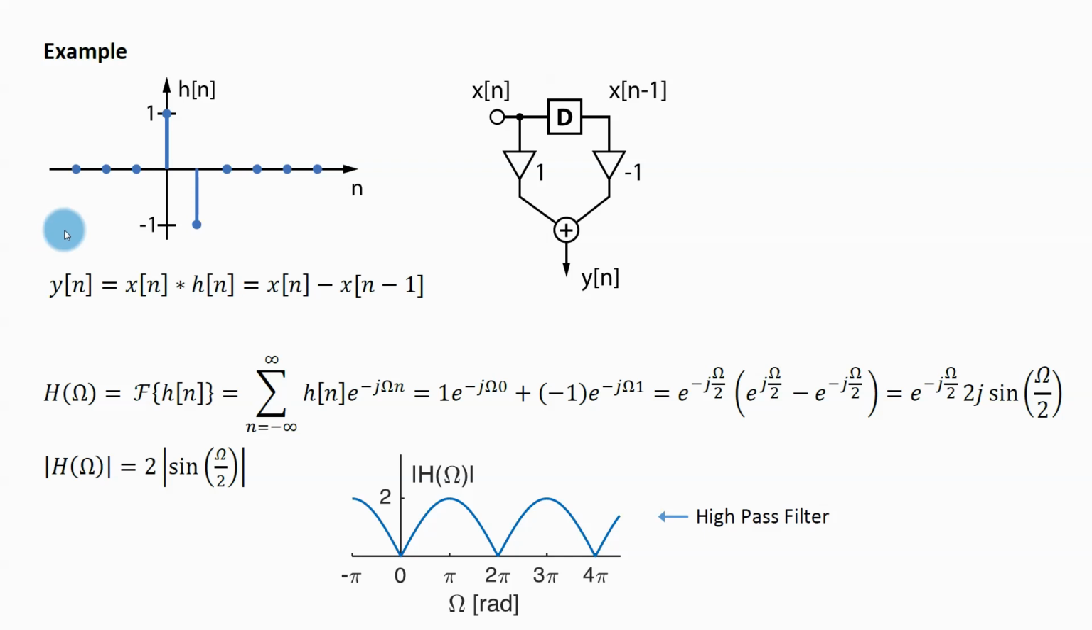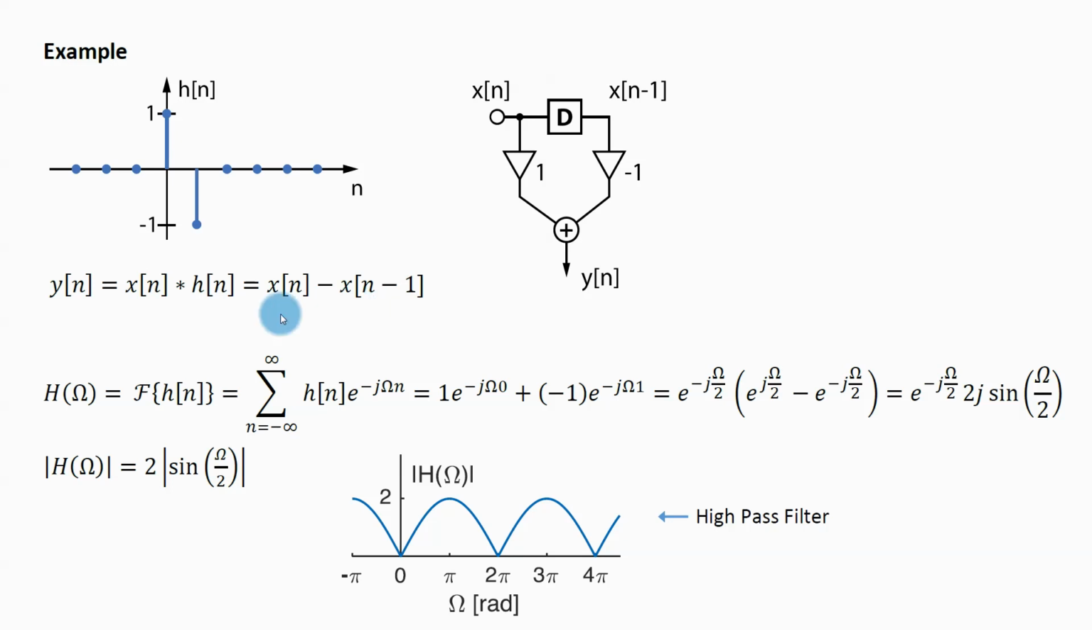Here I have an example where I show you how you can analyze a filter if you know its impulse response. So here I have my impulse response, it's a very simple one, and when I have this simple impulse response, the convolution of my signal with this impulse response turns out to be this very simple expression, which has this very simple schematic. So basically what that convolution does, it just computes the difference between two subsequent samples. But what does that filter do with my signal?